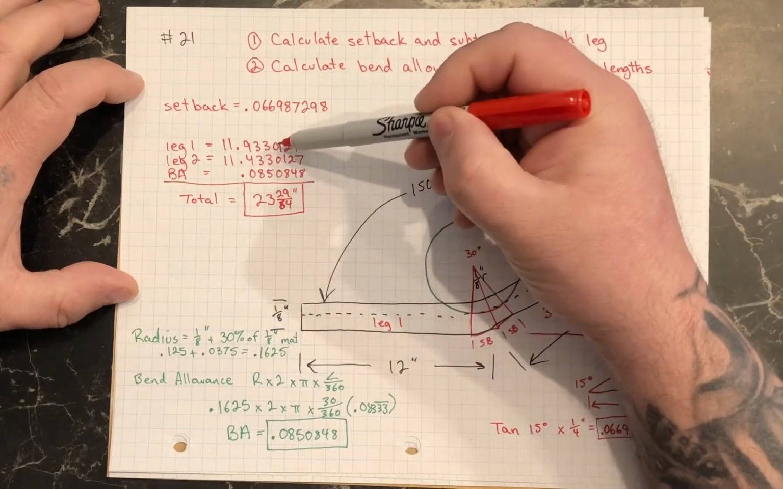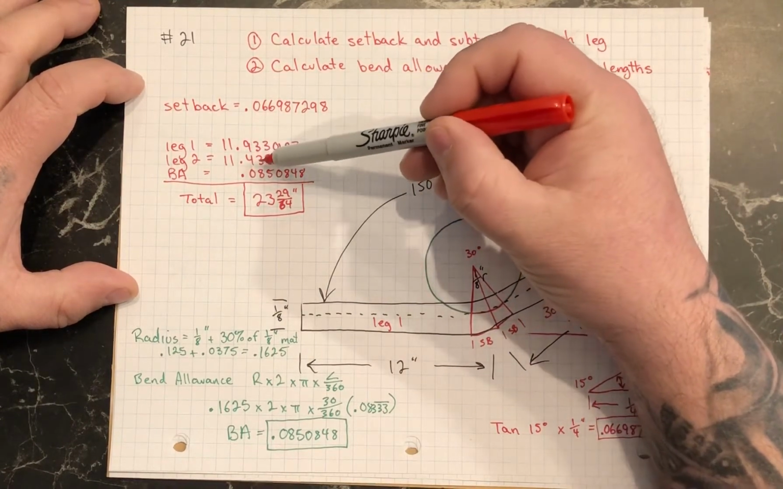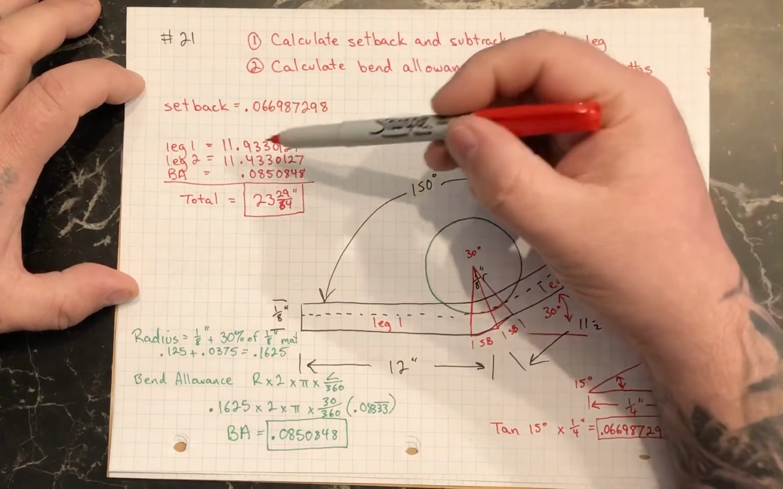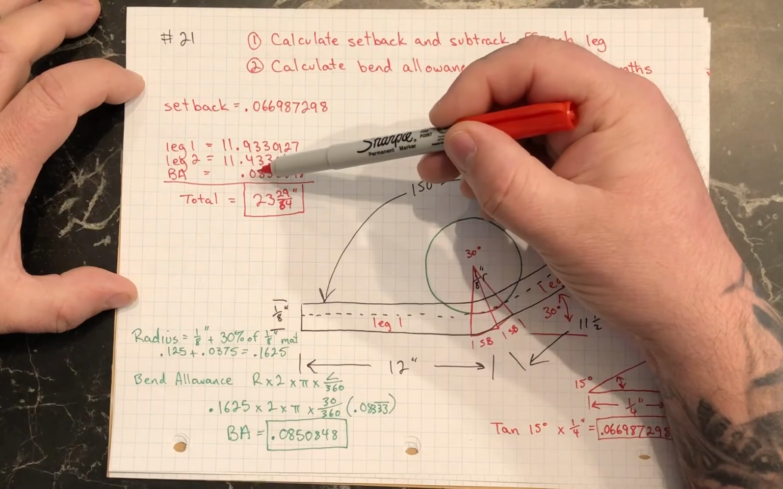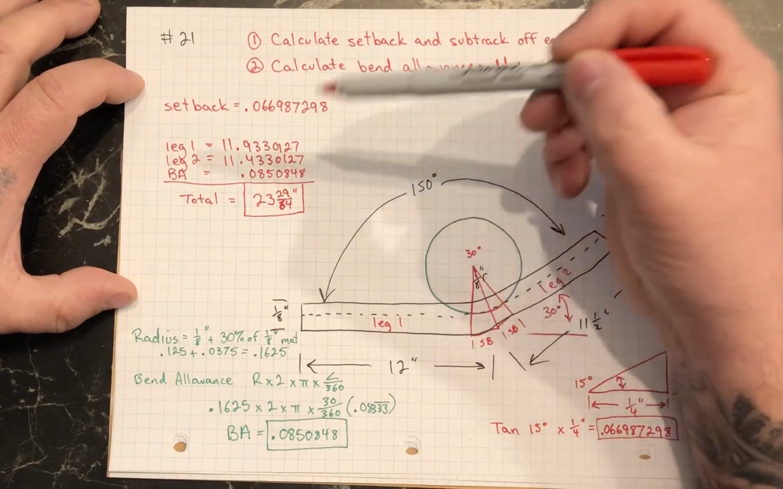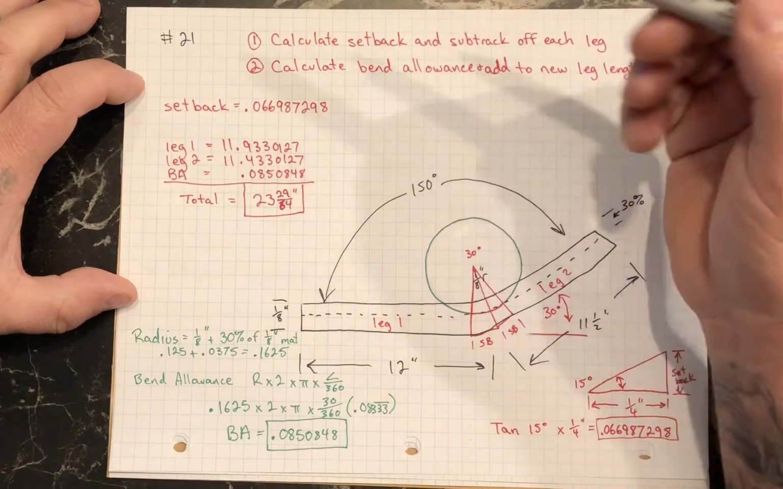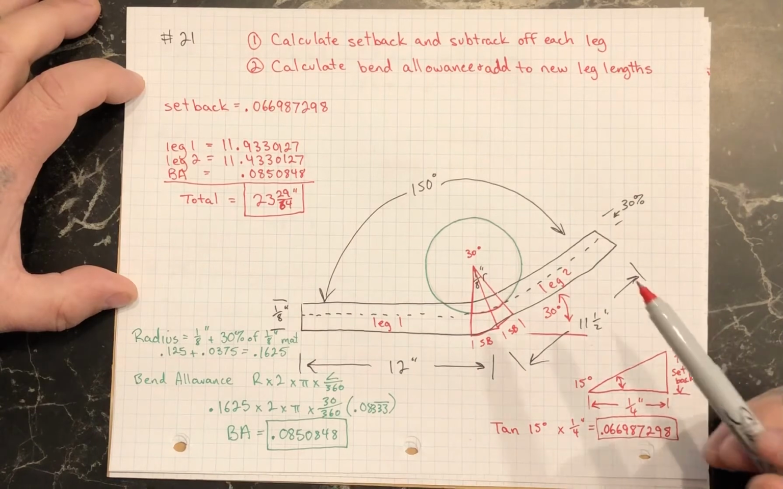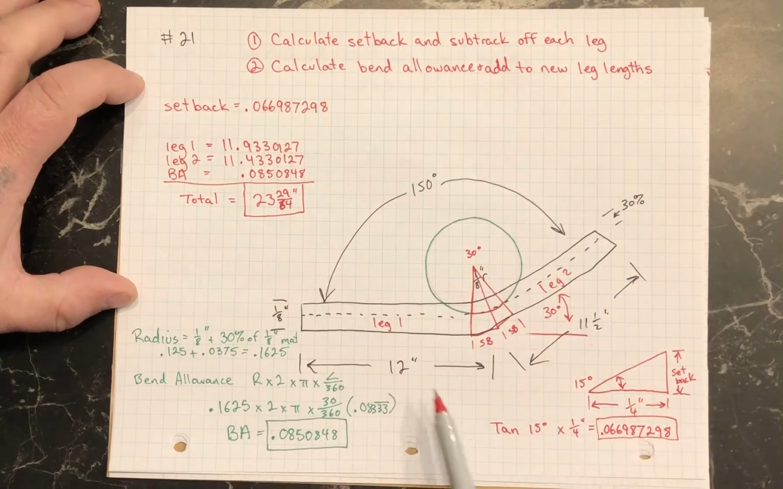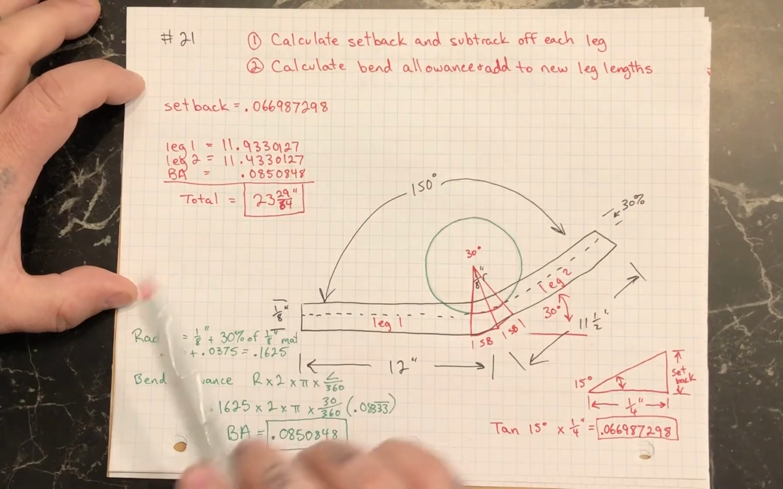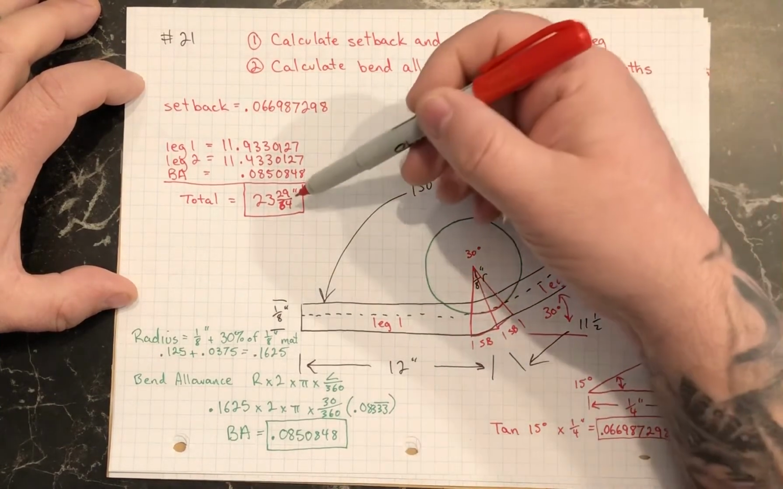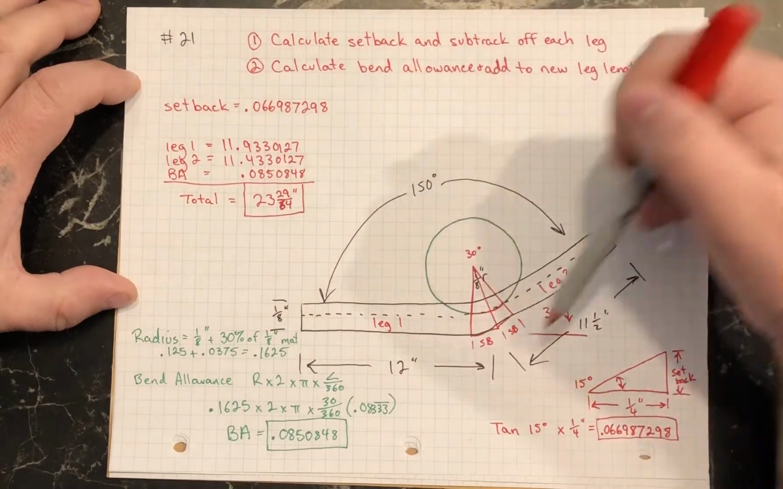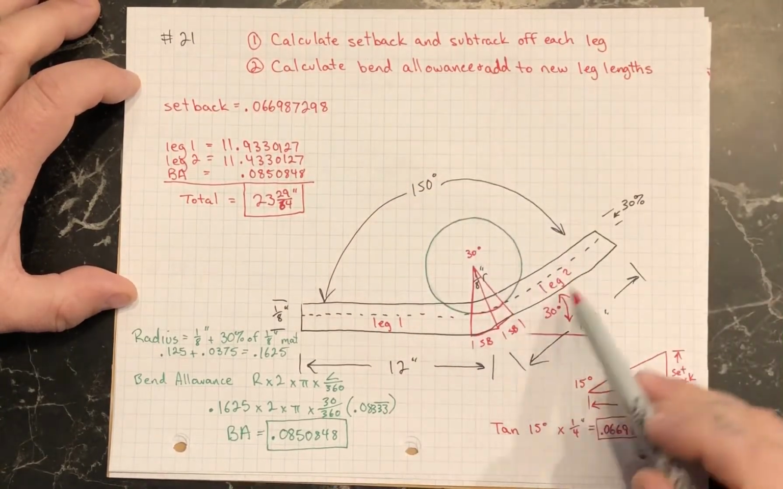So 11.9330127 plus 11.43300127 plus the bend allowance of 0.085044, or 848. That's a total of 23 and 29/64. I know that's right because if I add up my legs originally, 12 plus 11.5 is 23.5, and this is slightly less than 23.5. It can't be 23.5 or bigger. It has to be less than those legs because the metal is actually stretching.